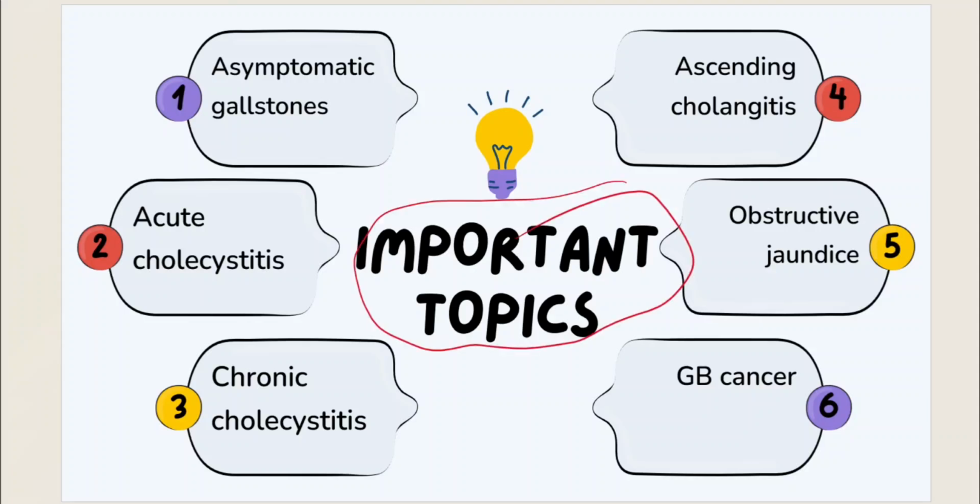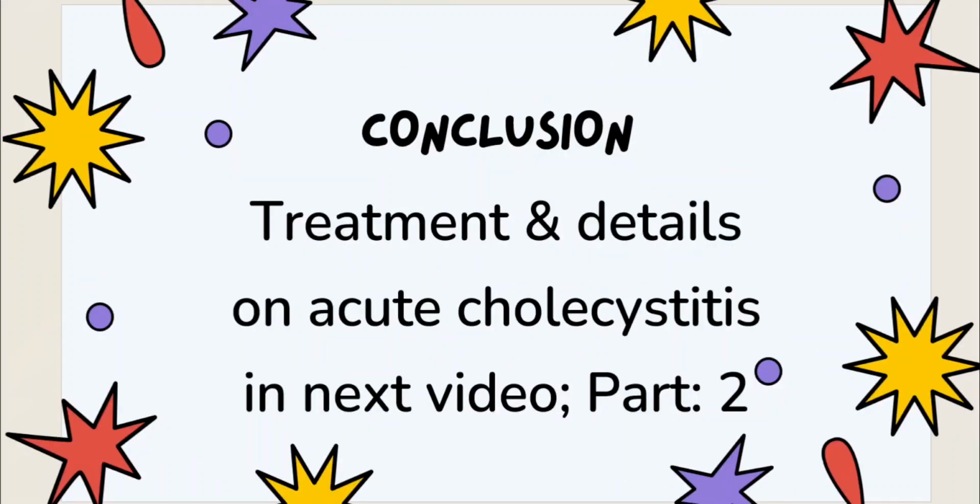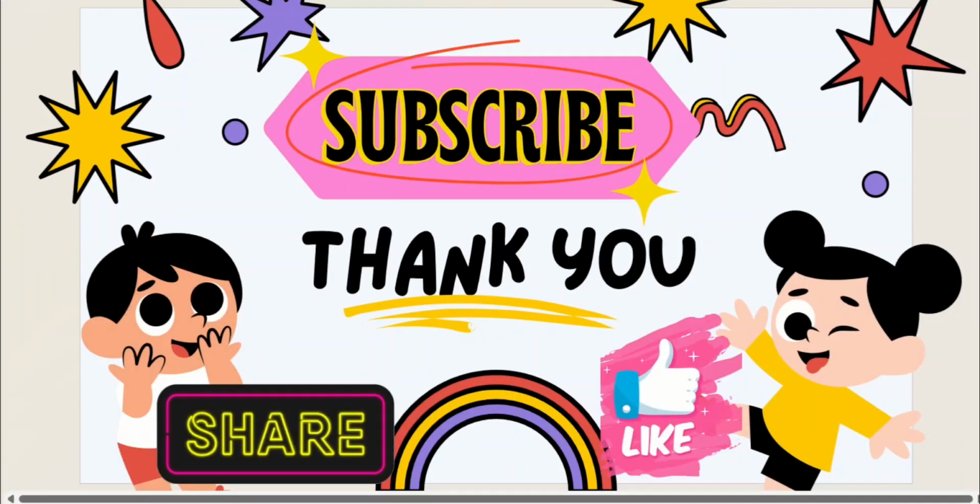So there are several important topics in the chapter of gallbladder. One is asymptomatic gallstone. One is acute cholecystitis, which we will discuss in next part. Chronic cholecystitis, ascending cholangitis, obstructive jaundice, very important for both practical and theoretical purpose, and gallbladder cancer. All of these topics I'll discuss in upcoming videos. Two will be about the treatment of gallstones and details on acute cholecystitis, all the classification and guidelines for acute cholecystitis.